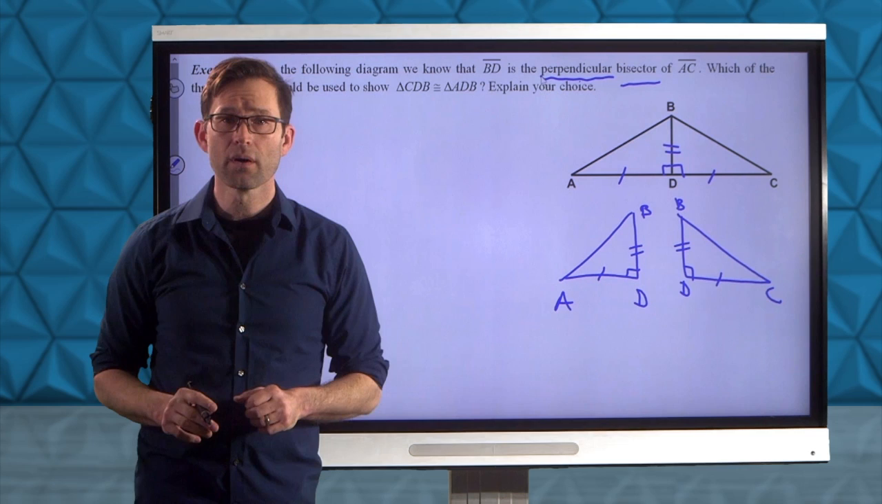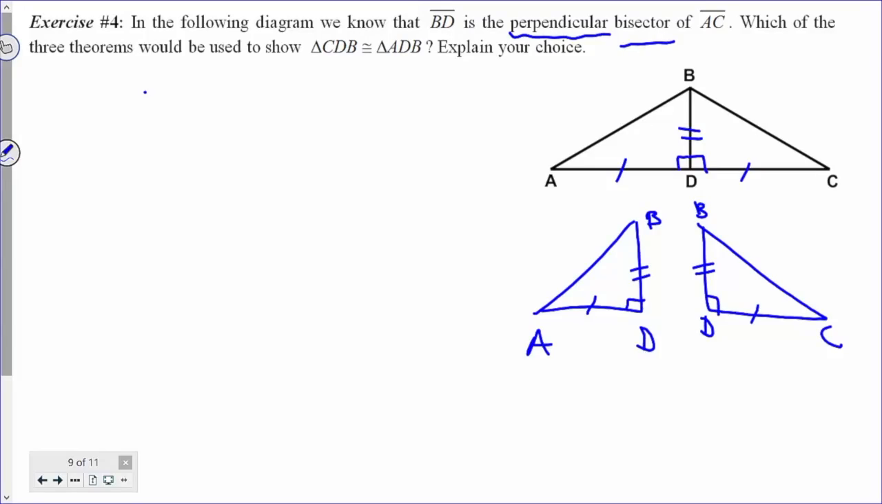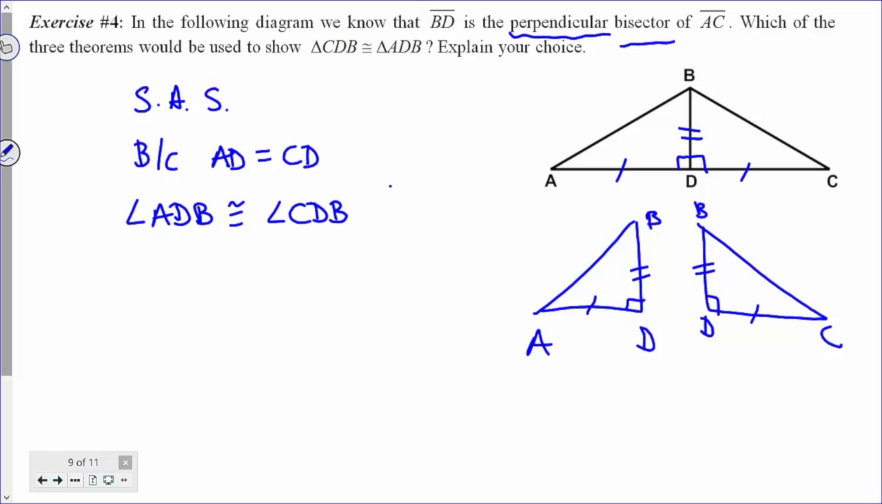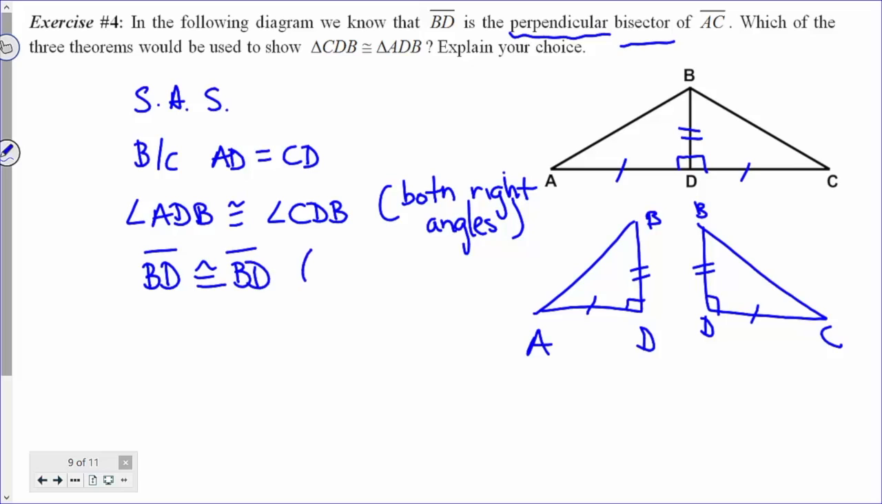And now to me, it's clear that we have a side angle side scenario. Side angle side, right? Why? Because AD is equal to CD. What are the angles that are equal? Well, angle ADB is congruent to angle CDB. Why? Well, that's because they're both right angles. And then BD is congruent to itself. And that's simply the reflexive property.